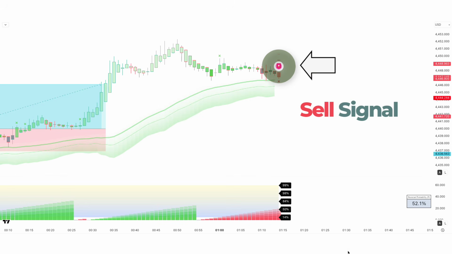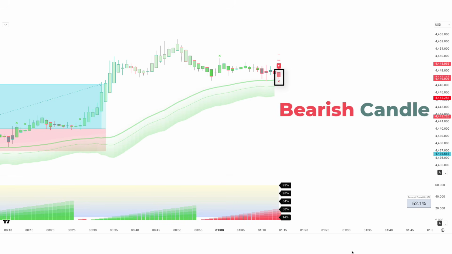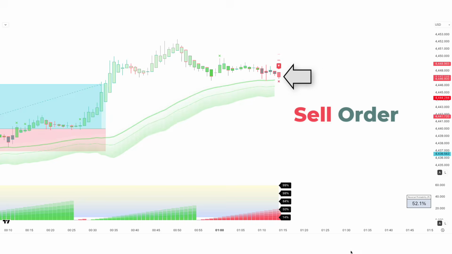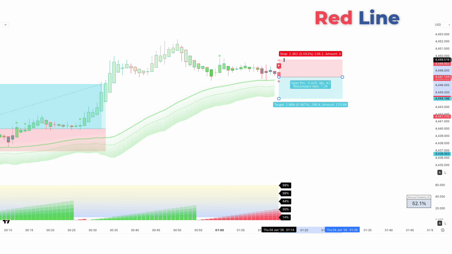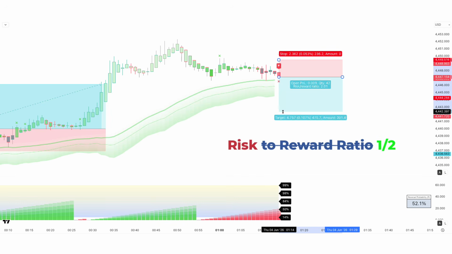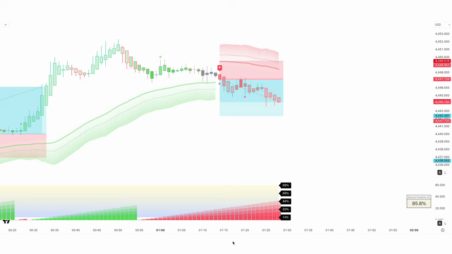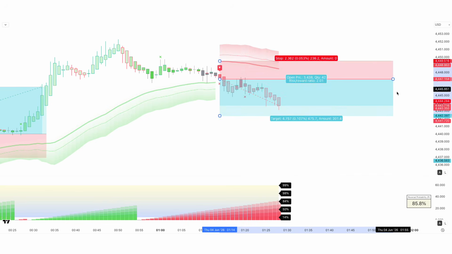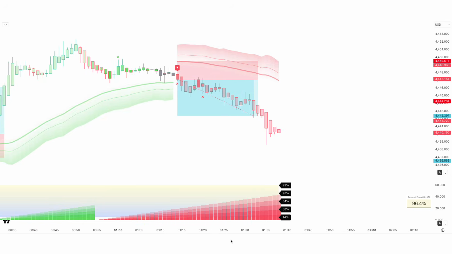Here the Fibonacci Entry Bands arrow down is a sell signal. Here the Trend Reversal Probability shows red columns. Here the market has made a bearish candle to give confirmation. So all our conditions are being fulfilled, so we are placing an order to sell. Our stop loss is to be placed at the red line, and the risk to reward ratio will be 1:2. Let's see what happens to our trade. Our trade is running in profit. We have won the trade. Let's find the next trade.